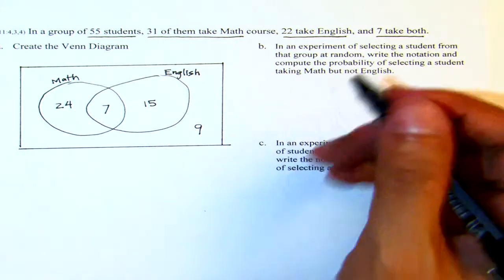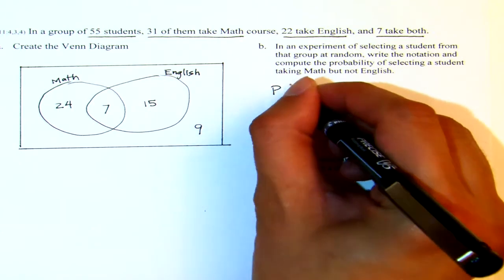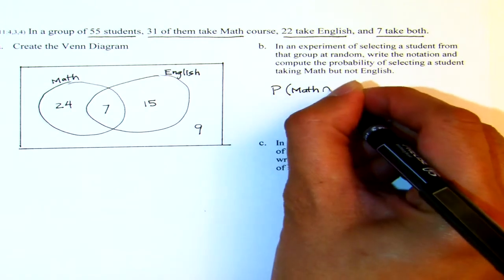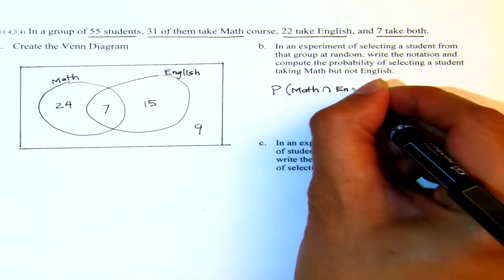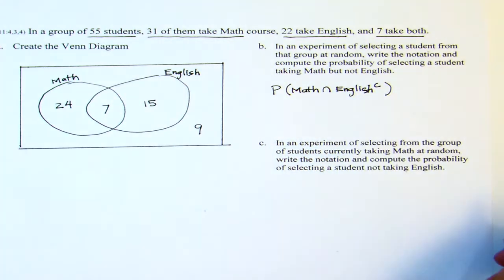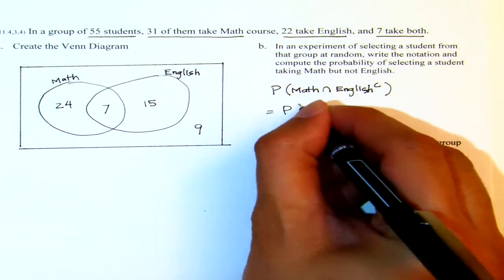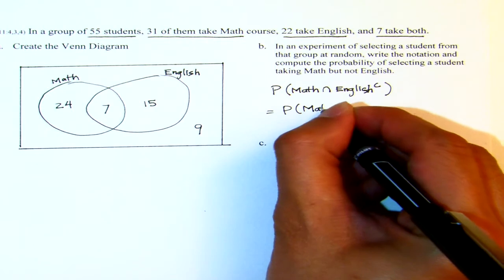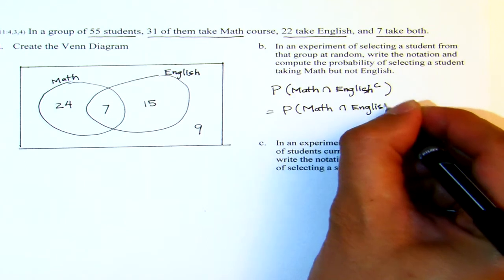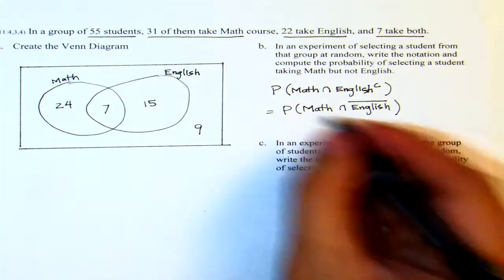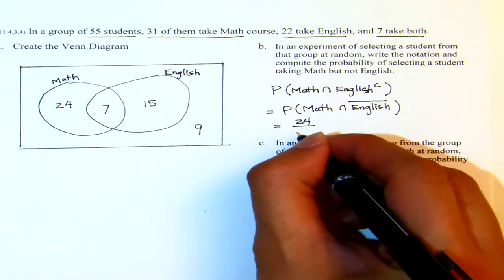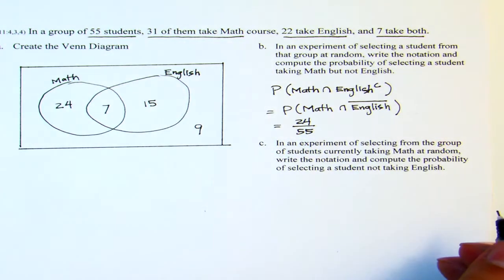Now let's start with notation. The notation will be the probability of those students taking math but not English. Okay, I think our textbook will use this notation instead: math, but not English. Okay, now when you look at the Venn diagram, that will be 24 out of a total of 55 students.